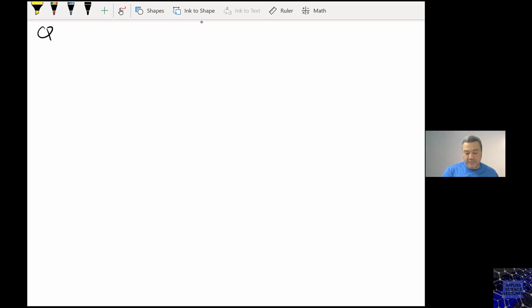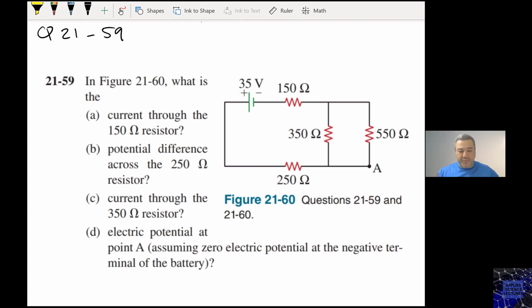Question 2159. So parallel resistors, they have the same potential difference. Series resistors, they have the same current. So also be careful. Series resistors, they have the same current. Question 2159 reads the following. In figure 2160, what is? I have the circuit.